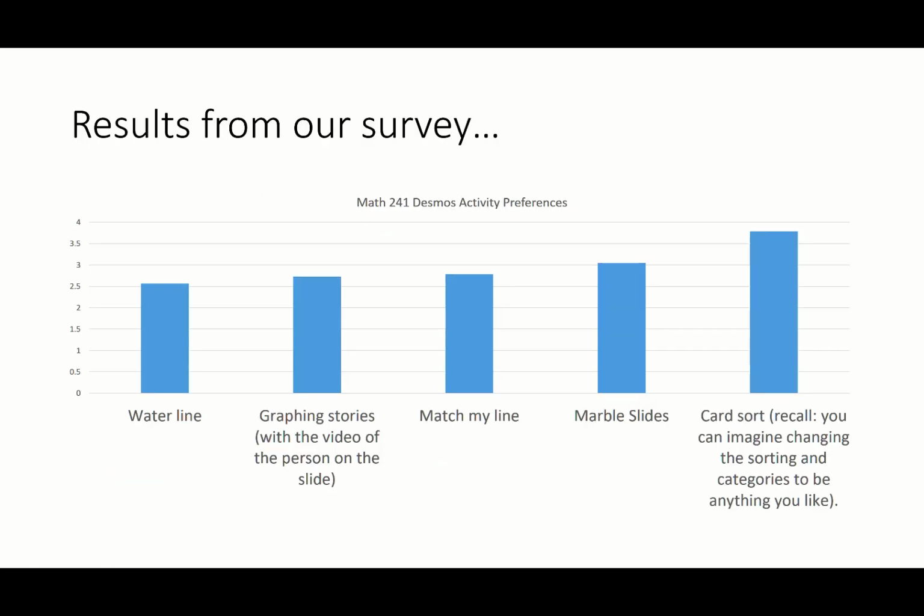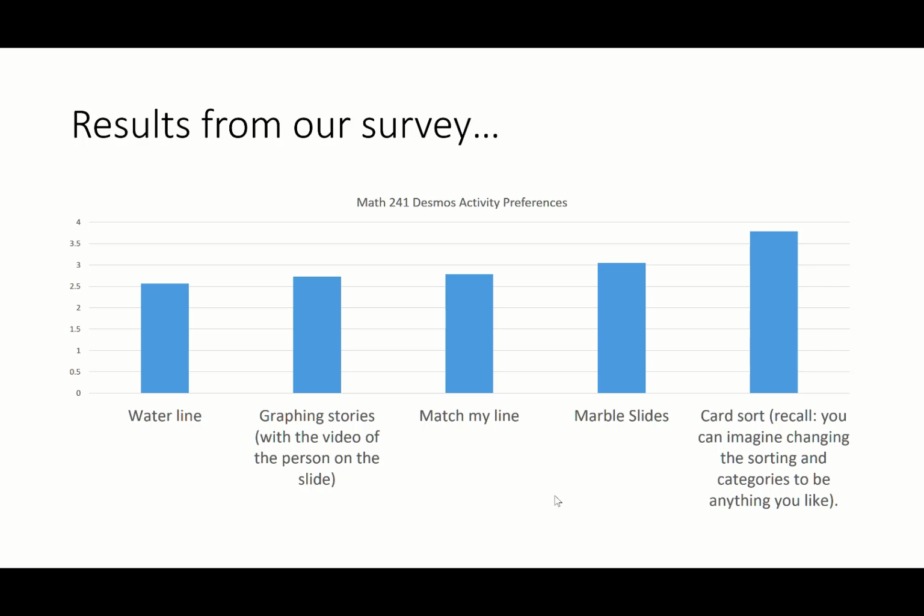So here's the results from our survey. The question was, which one is your favorite? Which of the 5 was your favorite? And so the one with the smallest average is the most favorite, which was Waterline. And you can see Graphing Stories came in close second. Match My Line, Marble Slides, and then Card Sort was the least favorite for most people.